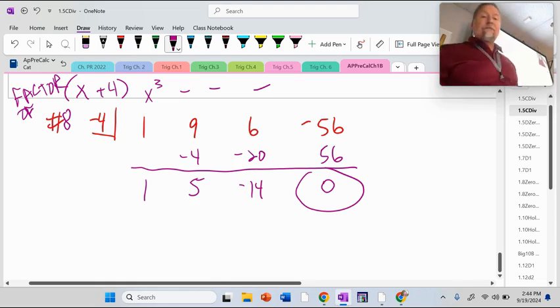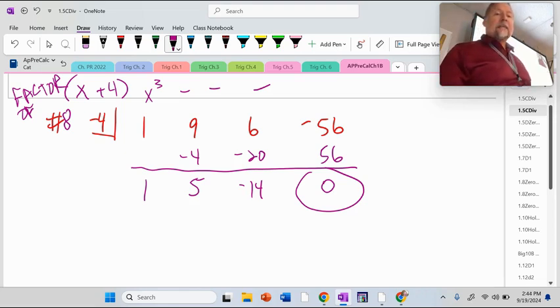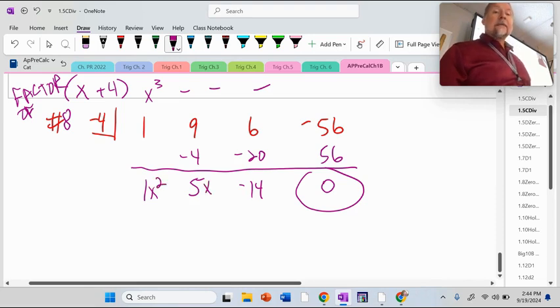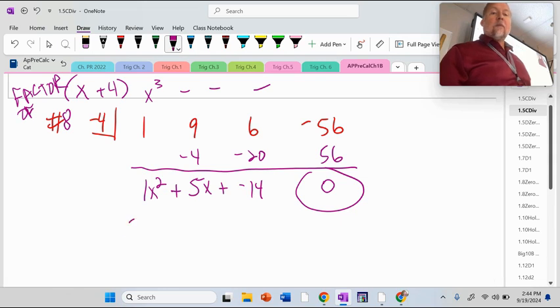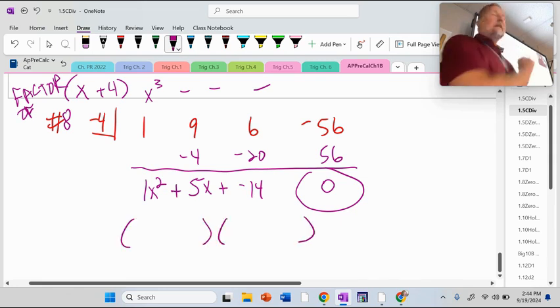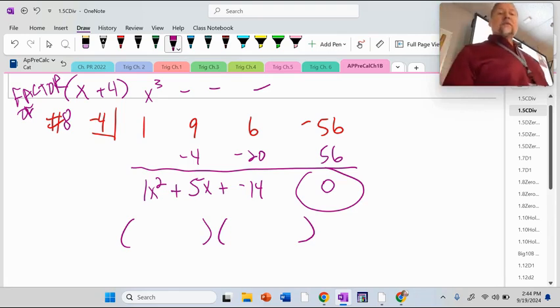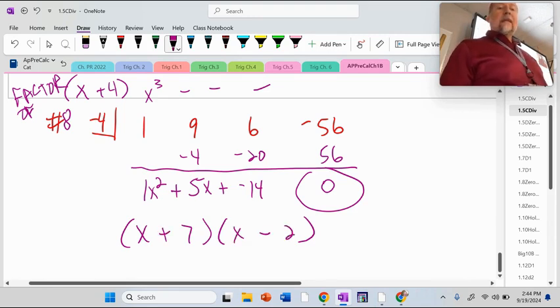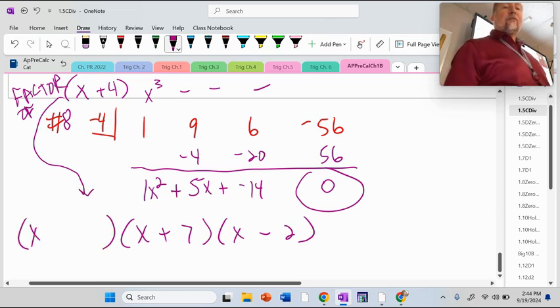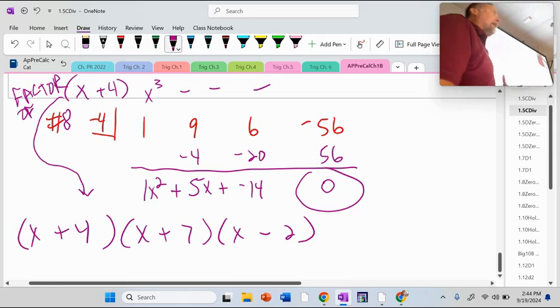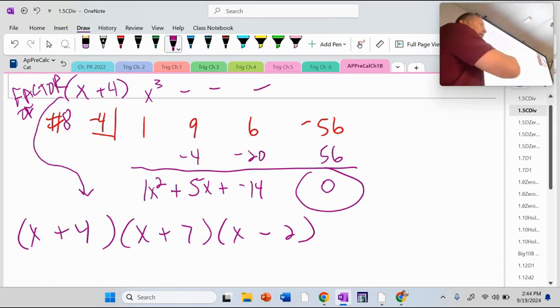Now, it says factor completely. This was an x cubed, it's now an x what? Squared. X, constant. What multiplies to negative 14 and adds to 5? This is factorable now. 7, who's negative? 7 or 2? 2. So what synthetic division was able to get me to do was write this in factored form. I initially took out that x plus 4, and then I factored the remaining polynomial. That's how you do 8, 9, and 10.